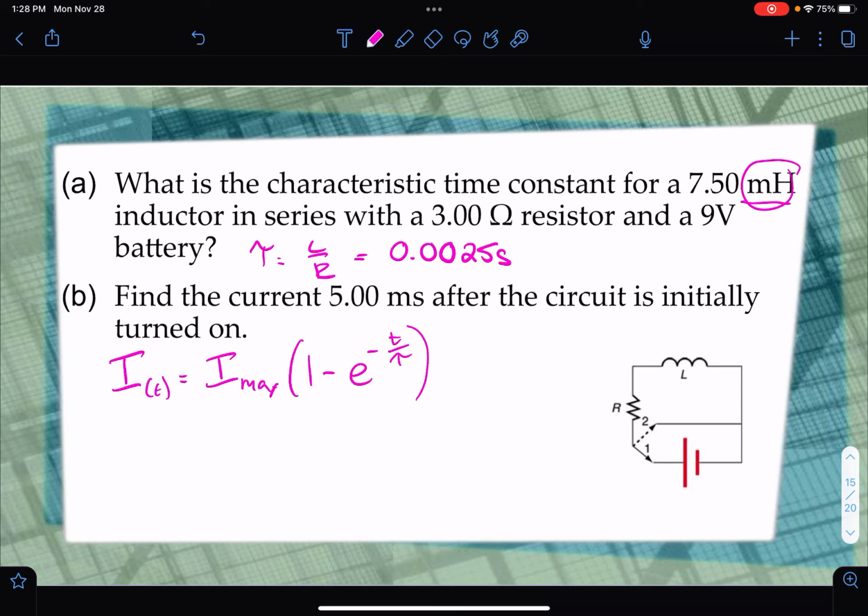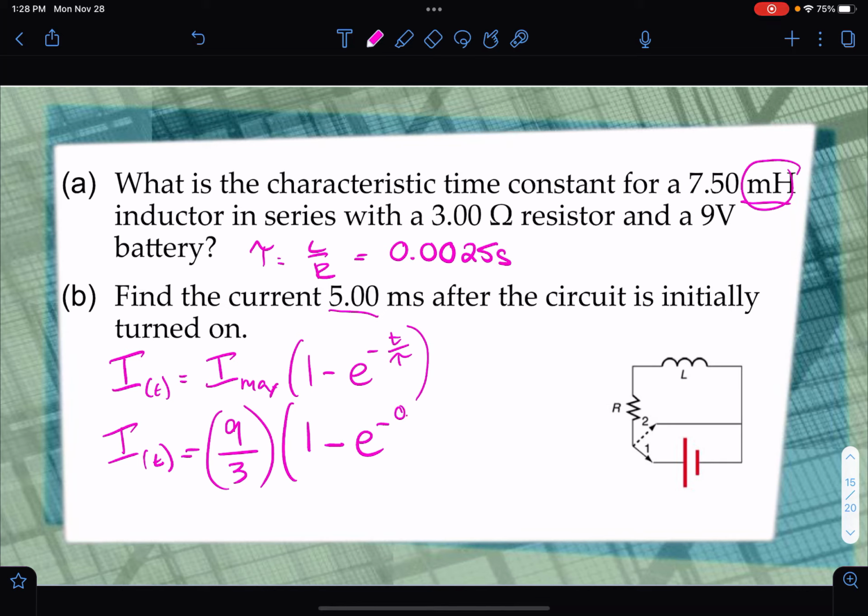Now, we're not quite sure what our I max is yet. You can calculate that in a separate equation, or you could just plug in that we know 9 volts over 3 ohms, times 1 minus e to the negative t, which is our 0.005 seconds. Always double check those units. And our tau.